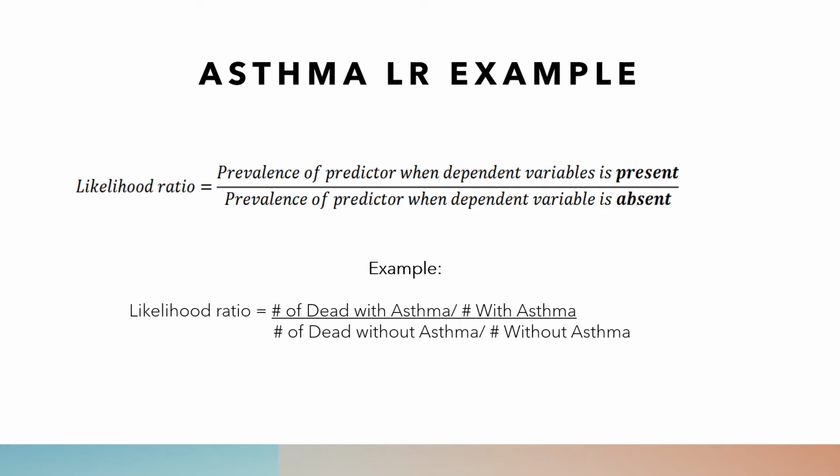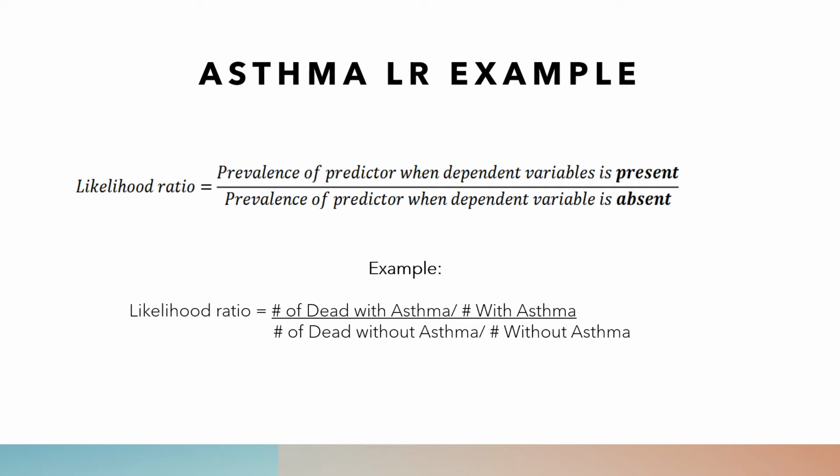In this example, our likelihood ratio is the number of those who have died with a diagnosis of asthma divided by the total number of those with asthma. This is the top row of the likelihood ratio. The bottom row of the likelihood ratio is the number of those who have died without a diagnosis of asthma divided by the total number of those without a diagnosis of asthma. These are divided against one another.